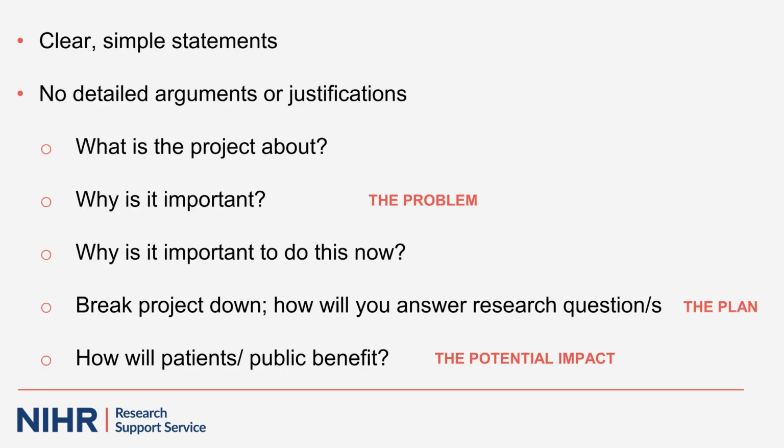So what we're looking for in both the scientific and plain English summaries really is clear, simple statements. There are no detailed arguments or justifications. It's basically what is the project about? Why is it important? And why is it important to do it now? So that is the problem. It breaks the project down. So how you will answer the research questions, basically the plan, and how will patients and the public benefit? So the potential impact. Those are the things that you're trying to get across in your summaries.